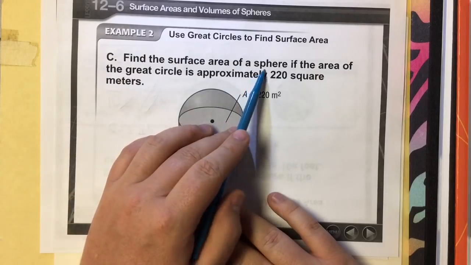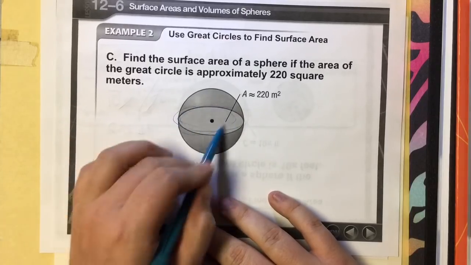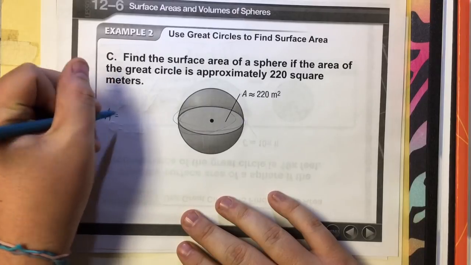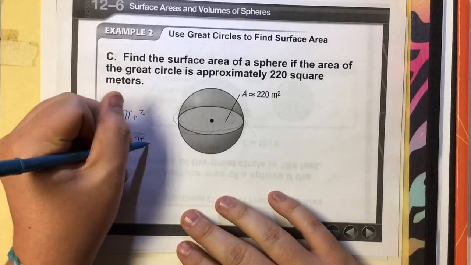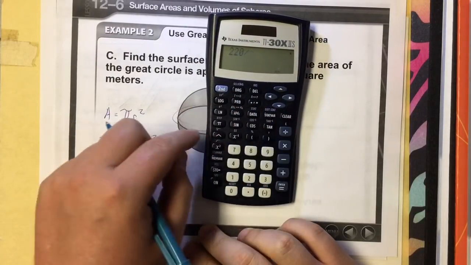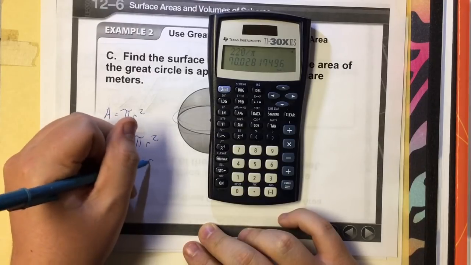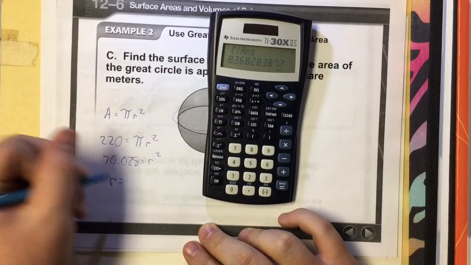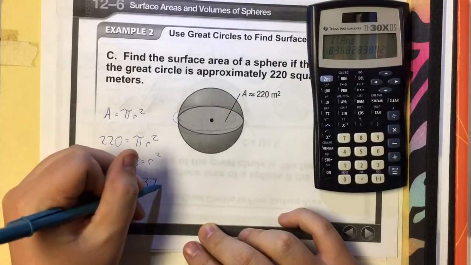All right, find the surface area of a sphere if the area of the great circle, so this time they give us the area of this circle right here. All right, well, we know that the area of a circle is equal to pi r squared. So we can set 220 equal to pi r squared. I'll first divide by pi, 220 divided by pi. So I have 70.028 equals r squared. Take the square root of that number, and I find that my radius is right around 8.37, and that would be in meters.